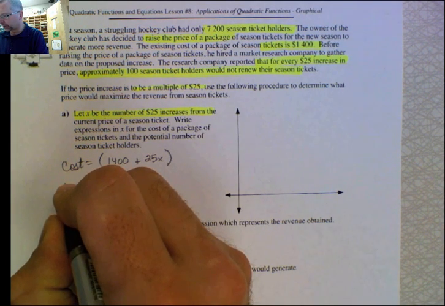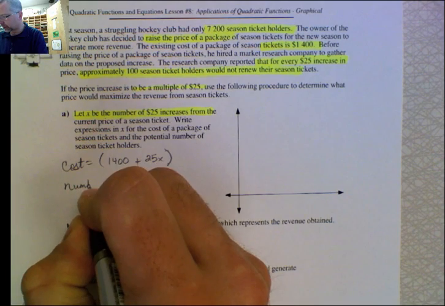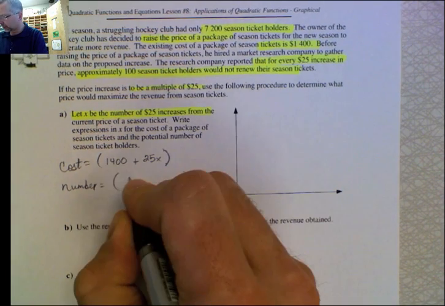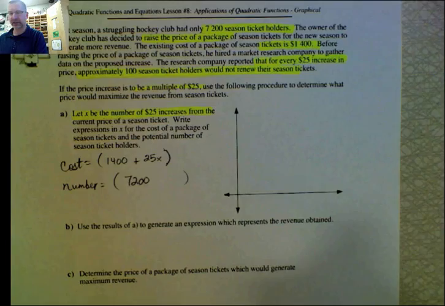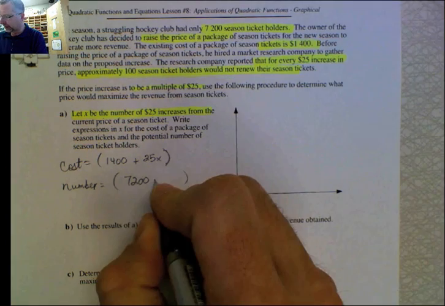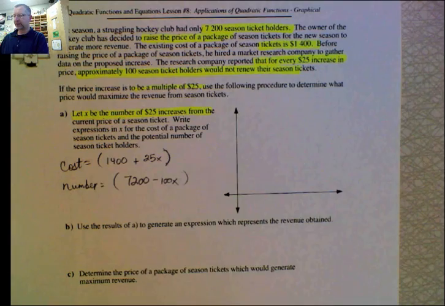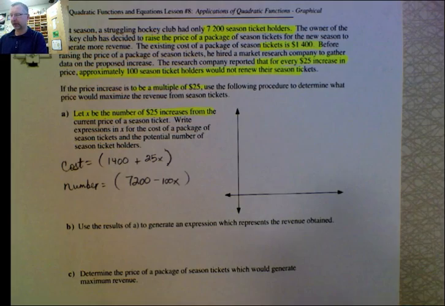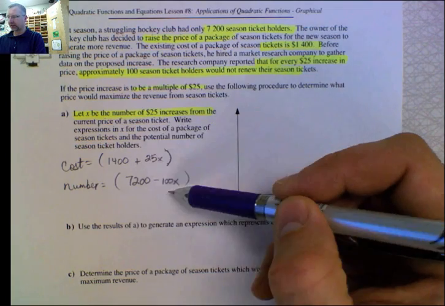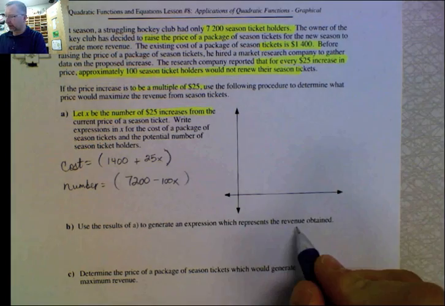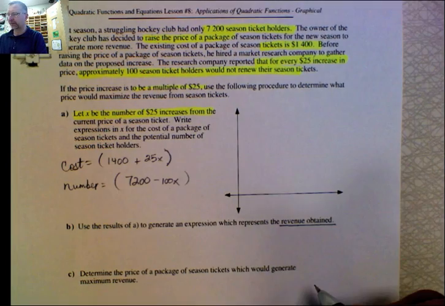If we talk about the number of season ticket holders, well, the original number of season ticket holders was 7,200, and that's going to decrease by 100 for every time that we increase the price by $25. So we've got cost and number. So now it wants us to generate an expression for revenue.